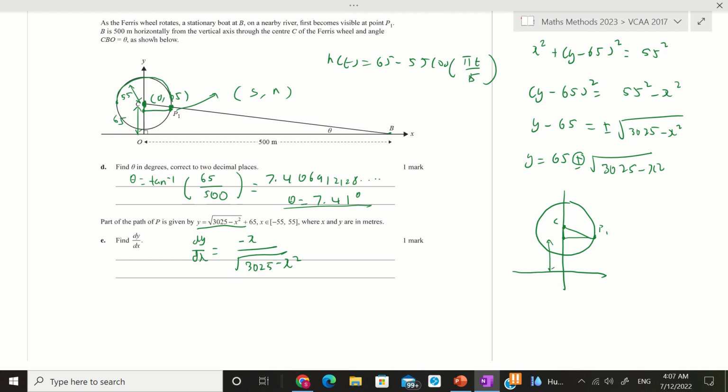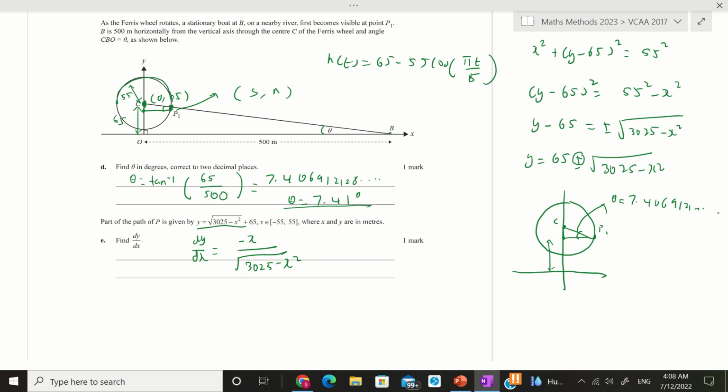What do we know? We know that this angle here is the same as that angle here, because I've made this smaller triangle inside the bigger triangle. So these two are similar triangles, therefore these two angles are the same. So if these two angles are the same, then this angle here is equal to that value there. So theta, or whatever you want to call it, is equal to 7.4069121, blah blah blah.